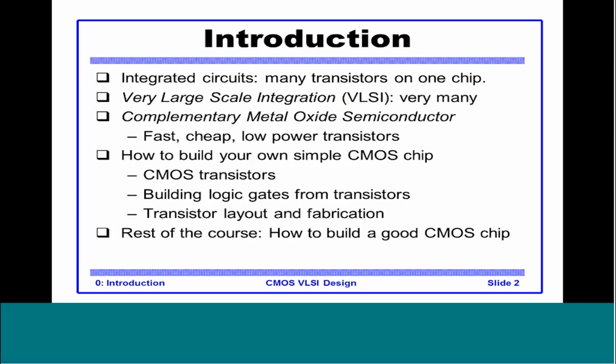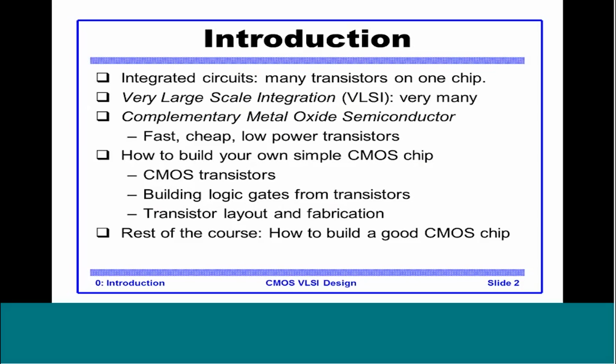So we are looking at integrated circuits, which means there are many transistors on one chip. Very large scale integration, in today's world, means billions of transistors on a single chip. The most popular technique for manufacturing VLSI circuits is complementary metal oxide semiconductor, in short called CMOS. Why is it most popular? Because it's fast, it's cheap, and it has low power.